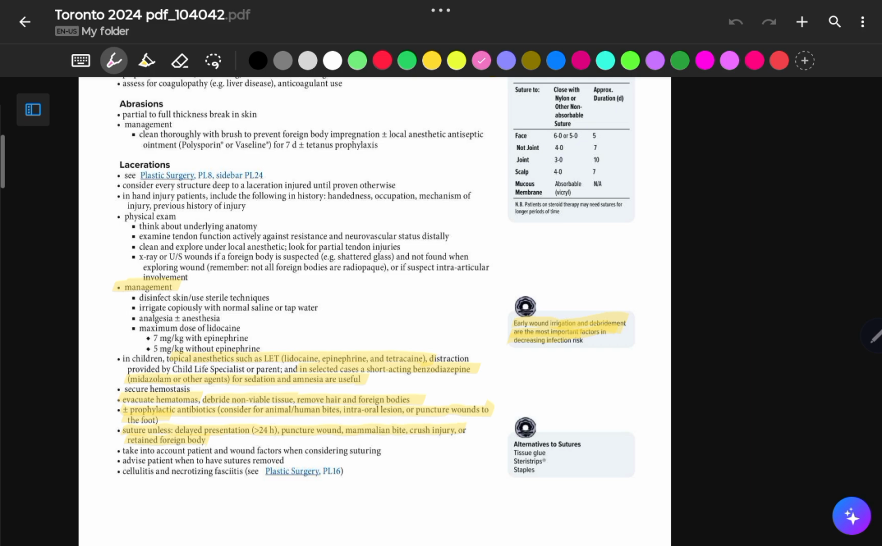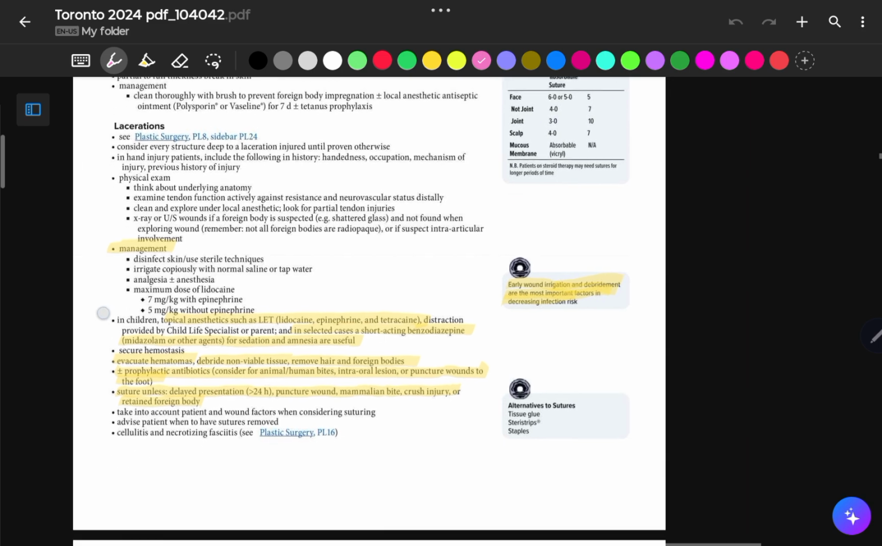Okay, so distraction. In children, you can also use distraction provided by either the child life specialist or by the parent. And in selected cases, you can actually use a short-acting benzodiazepine like midazolam or another agent for sedation and amnesia, which are usually useful in children as well.